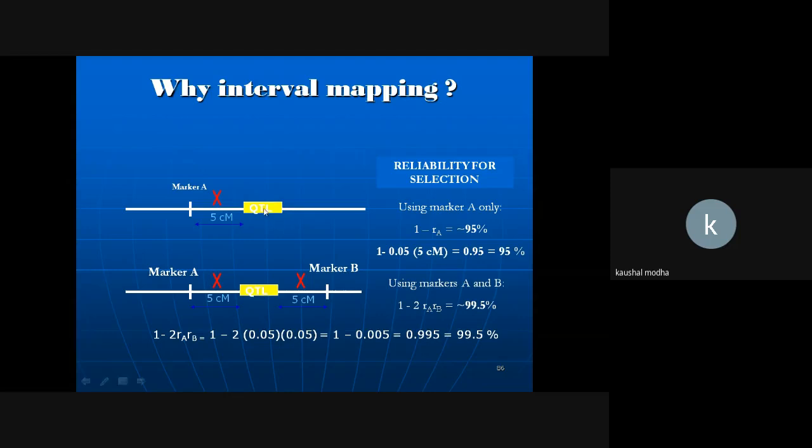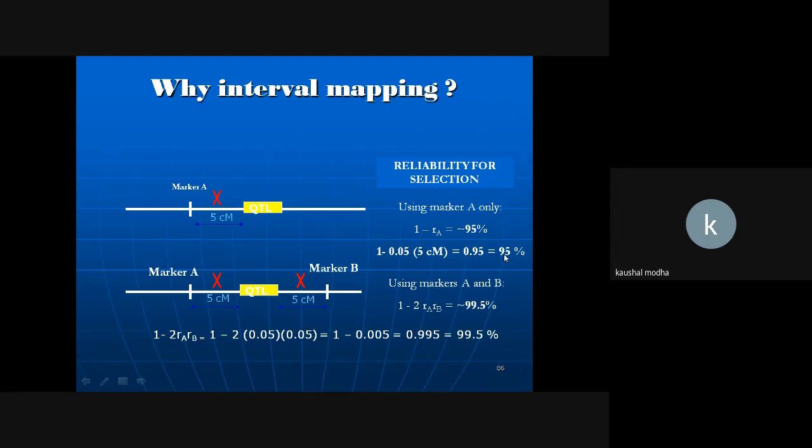Now here, there is one QTL. And suppose we identify a marker which is 5 centimorgan away from this QTL. In decimal terms, it is 0.05. 5% recombination, that means 5 centimorgan. It means there is a 5% recombination between this marker locus and the QTL locus. Now, if we use marker A only for selection of that QTL, or to identify that QTL, the selection efficiency is 95%. That can be calculated as 1 minus the recombination between marker A and the QTL. So 1 minus 0.05 is 0.95, roughly 95%.